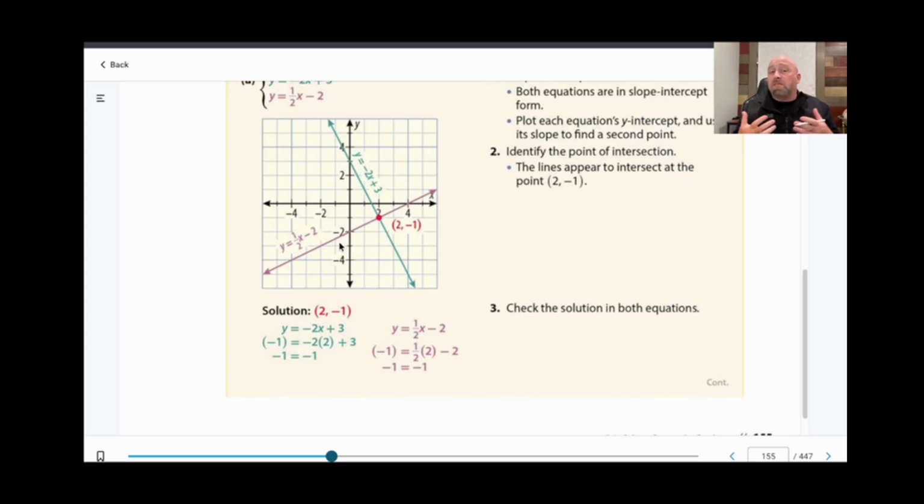What happens if it doesn't solve either one of them? Well, that means that our point is not even on either one of the lines, and we've done something wrong, and we have to go back and fix it.